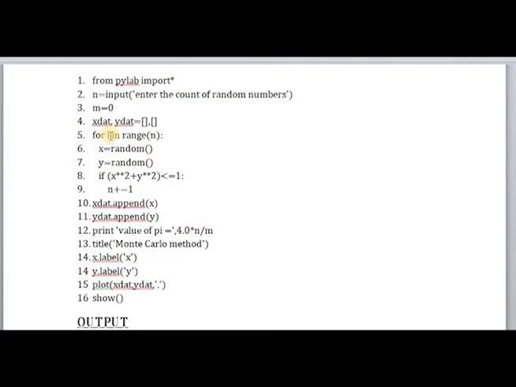That is, I will take a value 1 up to n. If I am giving it as 10 lakh, I will repeat from 1 to 10 lakh times, and in each of these times, a random number is assigned for x and y values. Then you check the condition. If x square plus y square is equal to 1, that means it falls within the sector. And if it is falling within the sector, the value of m increases by 1. And this process is repeated.